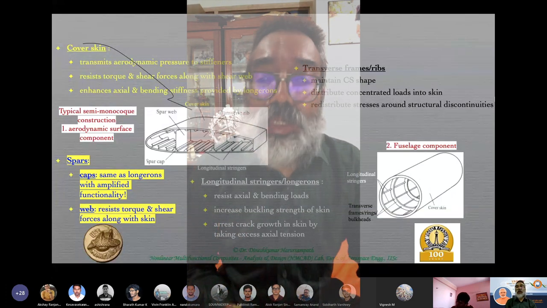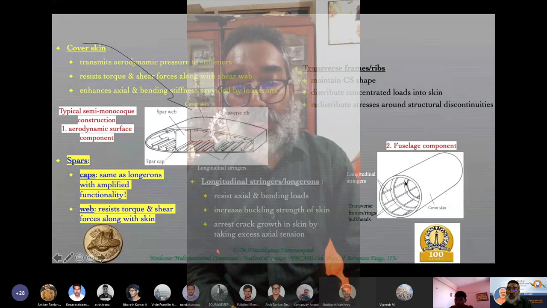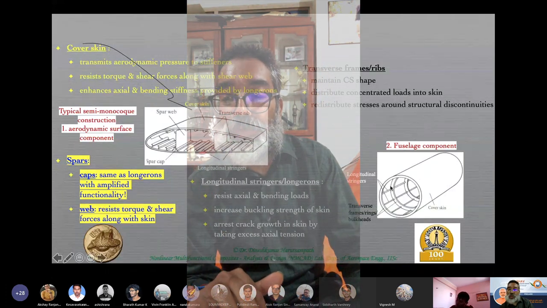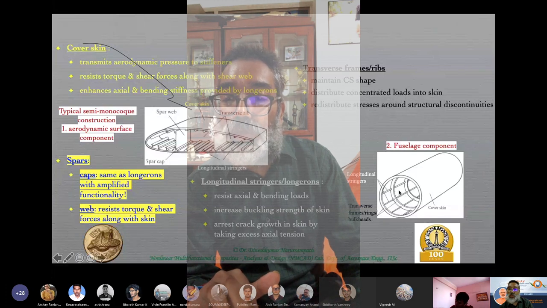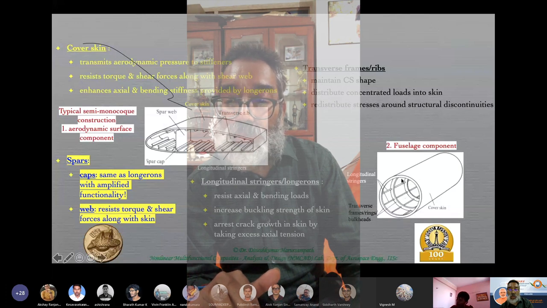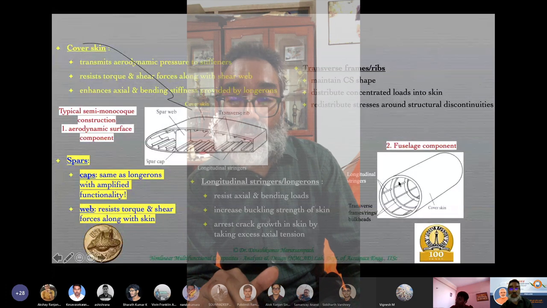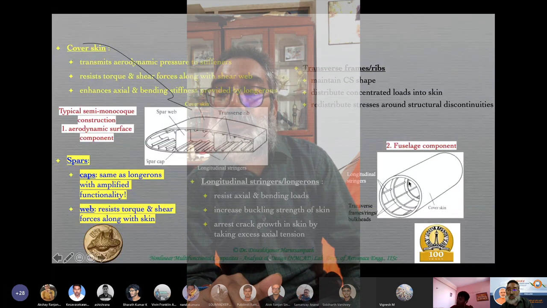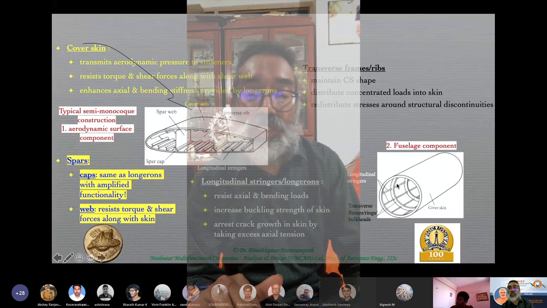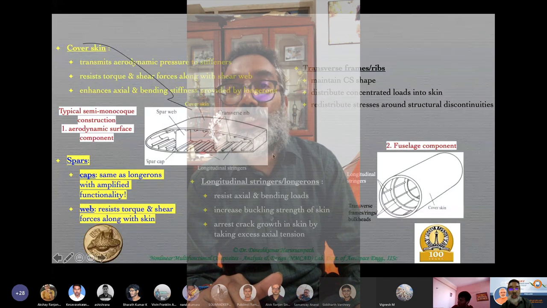The third thing is it redistributes the stresses around structural discontinuities. We saw a simple example of that in the previous class. Suppose between this stringer over here, this stringer over here, this frame over here and this frame over here, you had, let us say, a window cut out, or let's say you take away these stringers and make a much bigger cut out, which is, let us say, a door cut out. Now, when you have such kind of structural discontinuities, in other words, the skin is continuous, suddenly there needs to be an opening for certain purpose.